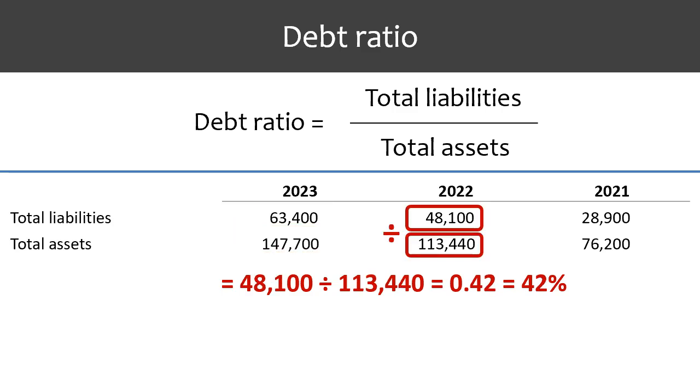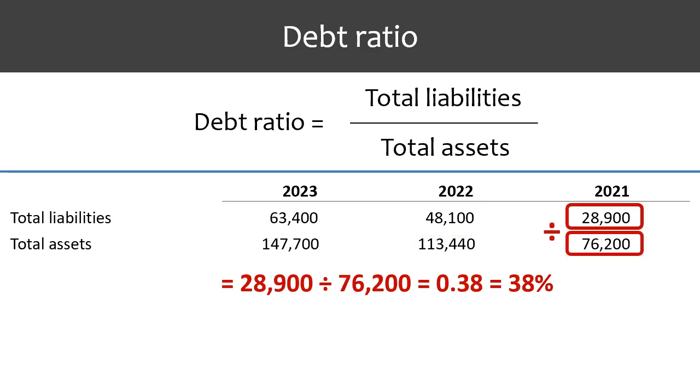We will do that same process for the prior year. Take the total liabilities and divide by the total assets in that year. We arrive at 0.42 or 42% for that prior year. And finally, for 2 years back, we do the same process. The debt ratio is calculated as 0.38 or 38% rounded.